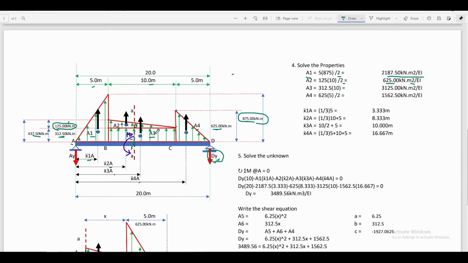For area 3, that is a rectangular area, and the ordinate is equal to 312.5, and the distance where it's located is 10 meters. So 312.5 times 10 is equal to 3125 kilonewton meter square all over EI.